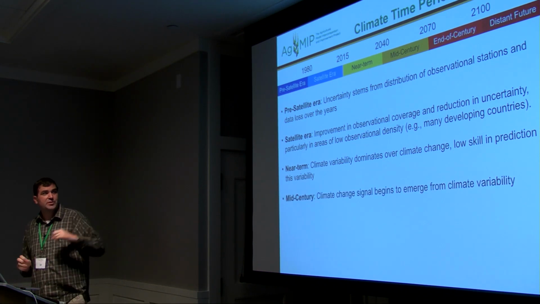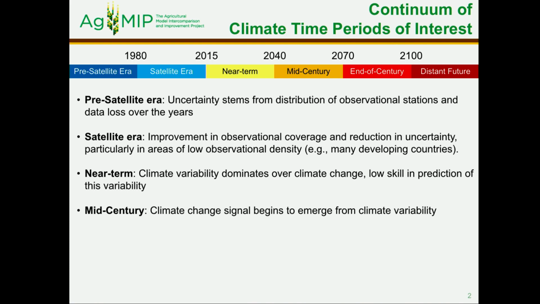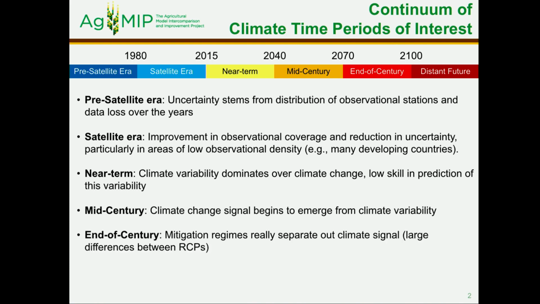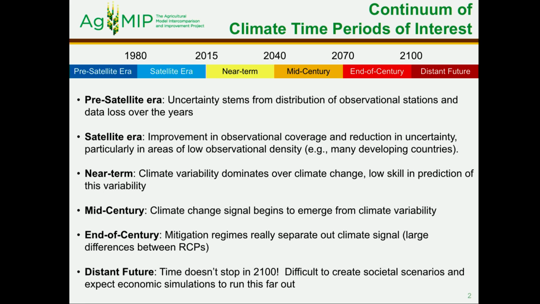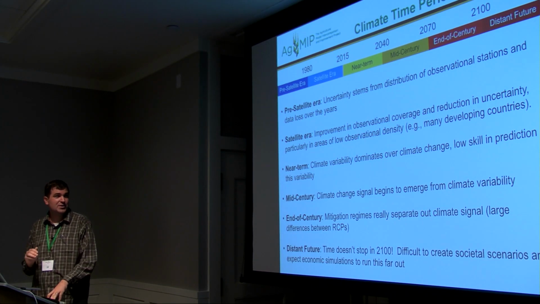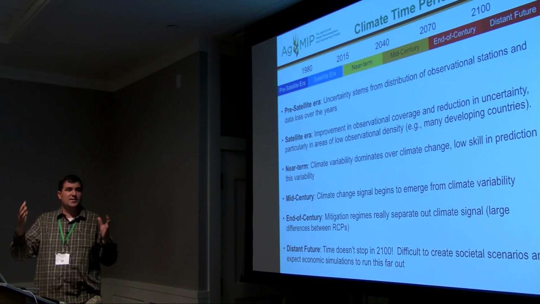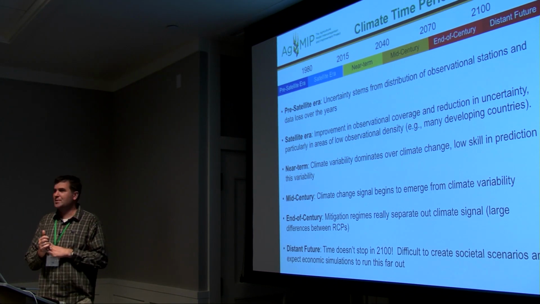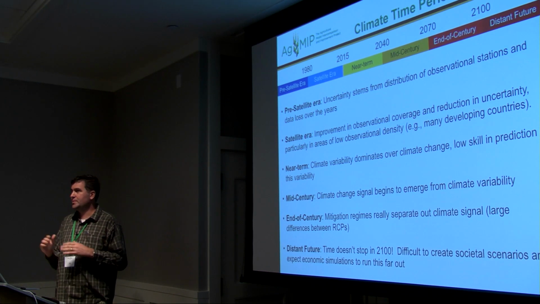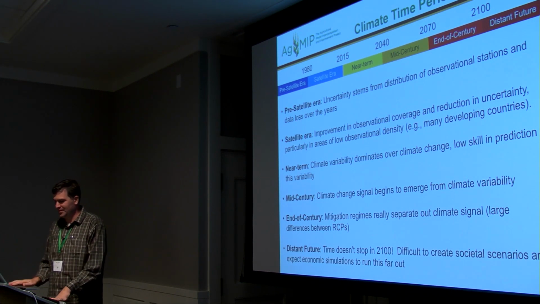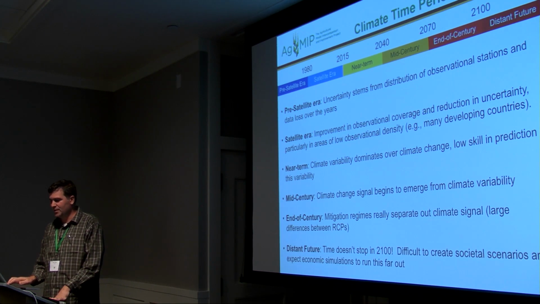Now, the mid-century becomes an interesting time period because the climate change signal does begin to emerge from climate variability. And then by the end of the century, we really see differences between the RCPs. The mitigation regimes have started to separate out the climate signals. And of course, we have to remember that time doesn't stop in 2100, despite many IPCC charts and many other publications stopping in 2100. I don't think we're going to get much past 2100 in this project just because of the societal scenarios and the economic simulations running out that far. From what I've heard from the economists, they don't want to touch that right now. There's a lot of uncertainty as you get that far out.